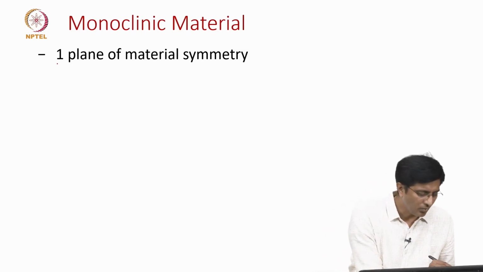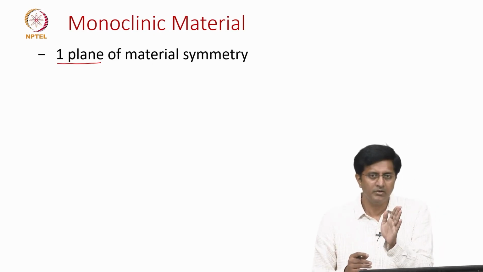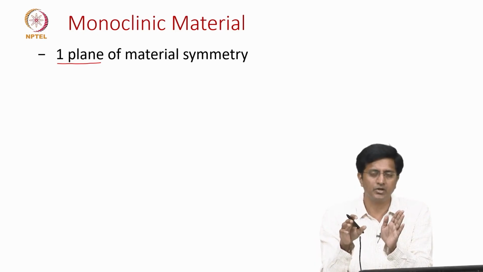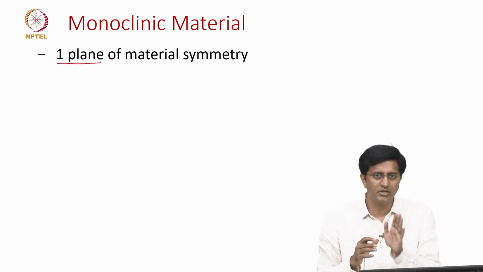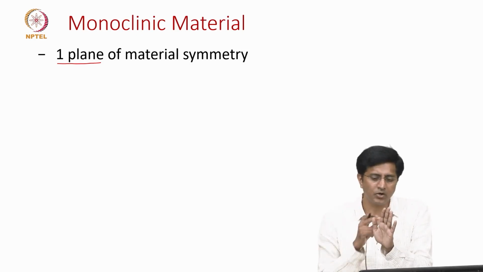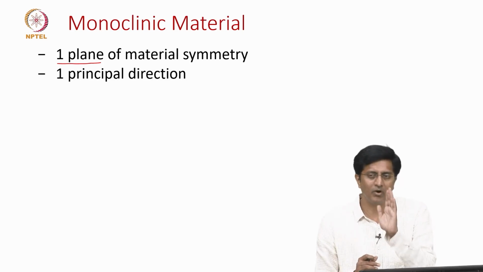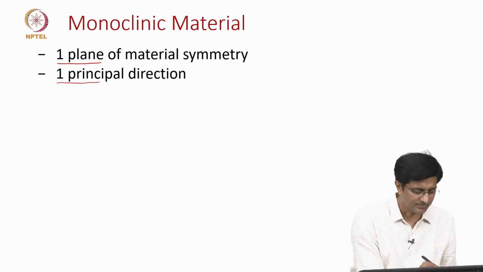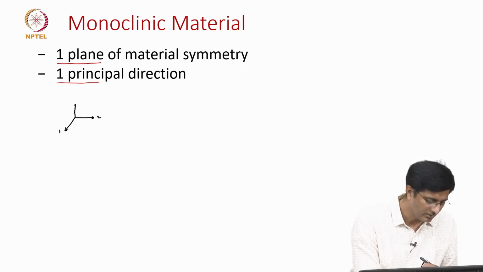These are materials where we have one plane of material symmetry. What it means is there is a plane where the points on one side of the material are simply the mirror image of the points on the other side. Since we have this mirror image across a plane, the normal to this plane is what we consider as the principal direction. Since we only have one plane of symmetry, we have only one principal direction to be considered. So, let us consider the coordinate system 1, 2 and 3.